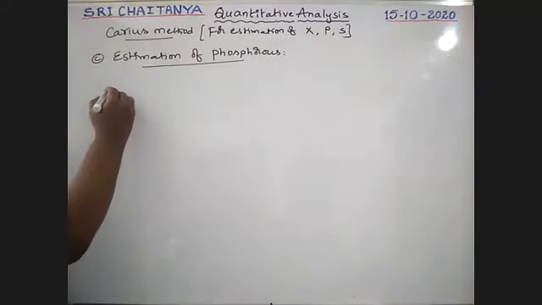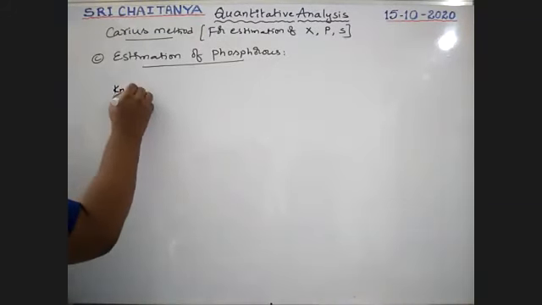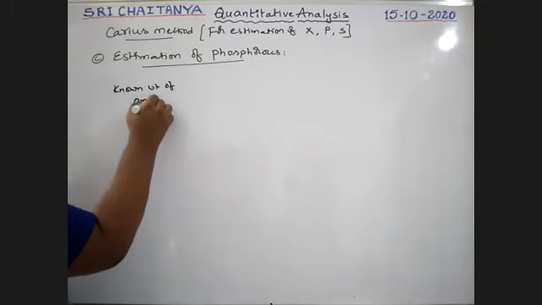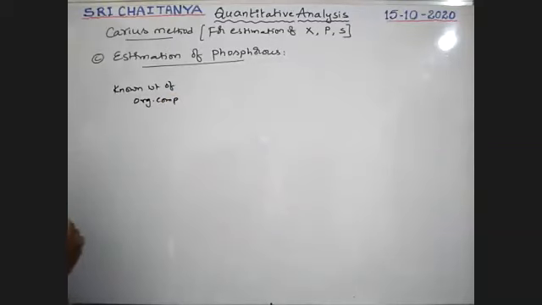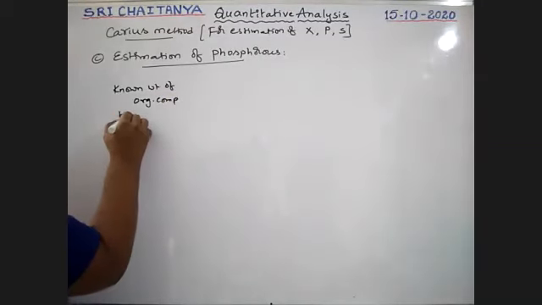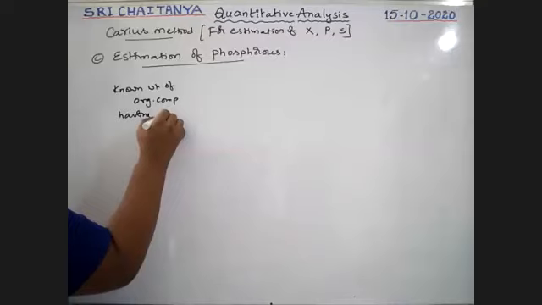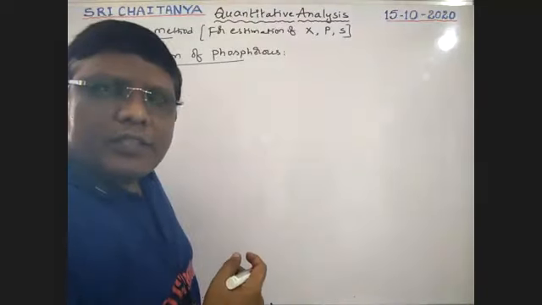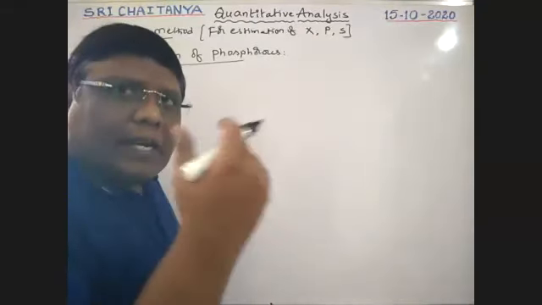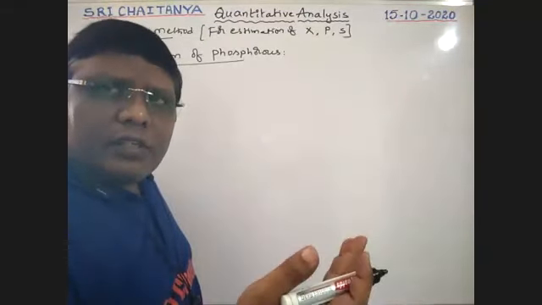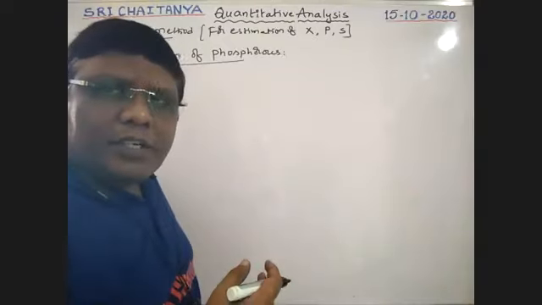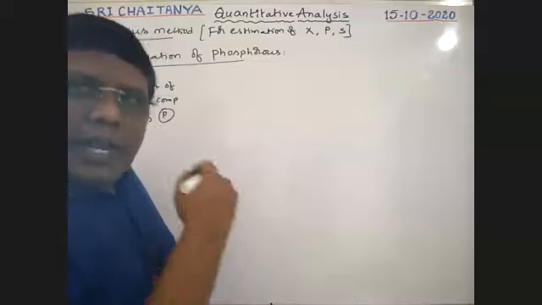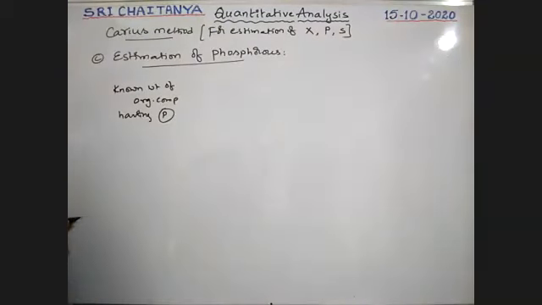See here, boys. Take a known weight of organic compound having phosphorus. How do we know it has phosphorus? Already we know how to detect phosphorus, that is the ammonium molybdate test, a canary yellow precipitate. If you get that canary yellow precipitate with ammonium molybdate, no doubt the compound contains phosphorus. Now I am trying to find how much phosphorus is there.